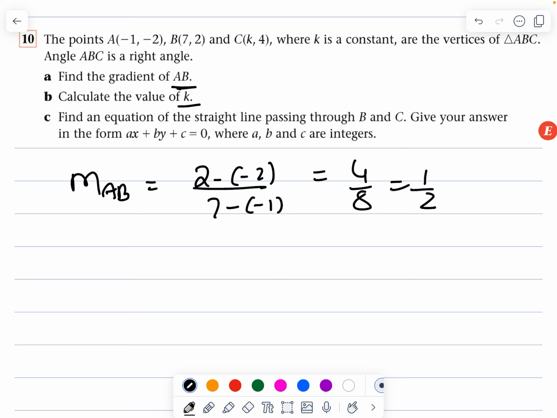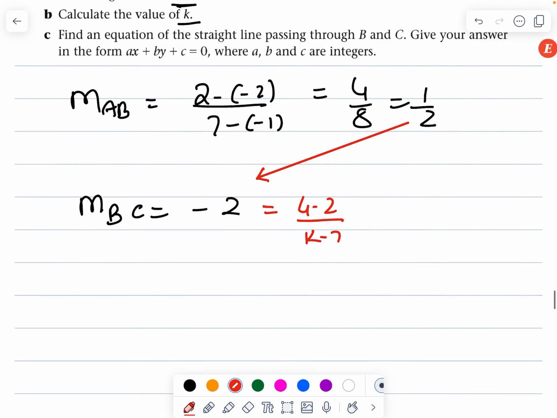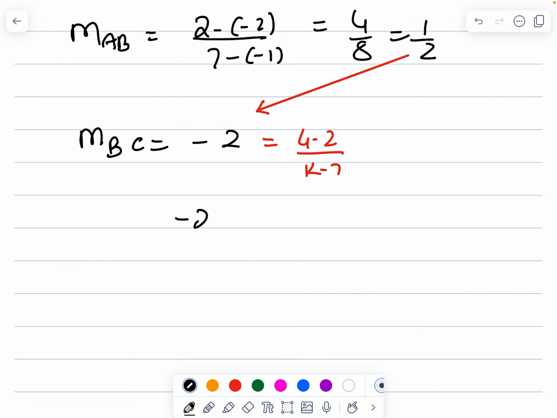So gradient of BC will be perpendicular because it is a right angle triangle. Right angle triangle means the angle is 90 degrees. So therefore perpendicular, so 1 upon 2 perpendicular will be negative 2. That should be equal to gradient of BC, which is 4 minus 2 upon k minus 7. So negative 2 equals 2 upon k minus 7.